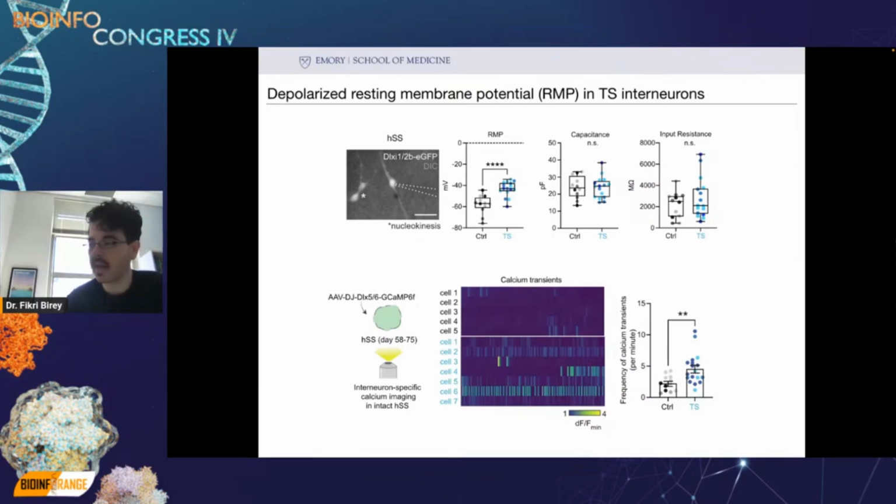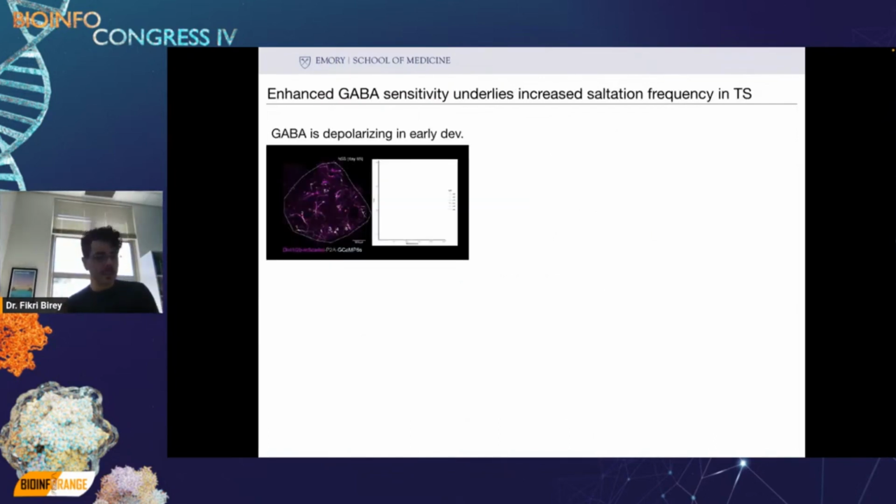And we indeed see that Timothy syndrome interneurons had an increased number of calcium transients. And yeah, so this was very interesting, but then we were scratching our head about what might be the reason why we're getting this hyperactivity. But then it occurred to us that it really could be GABA itself and nothing else, because GABA is depolarizing.